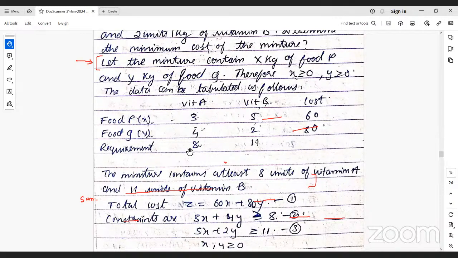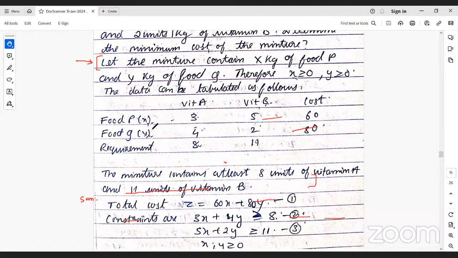And whatever the vitamin A content is there, the requirement is 8 units, and here the requirement is 11 units. So it can't be below 8, and here it can't be below 11, for vitamin B. Now to design the equation, first we require a cost equation. Just to find out the cost, food P we have considered x kgs, and 1 kg is costing 60 rupees. So cost of the food P will be 60 into x. Similarly, the cost of food Q will be 80 into y.